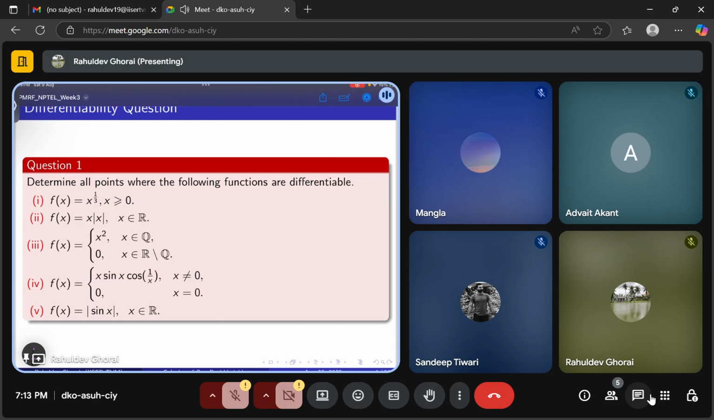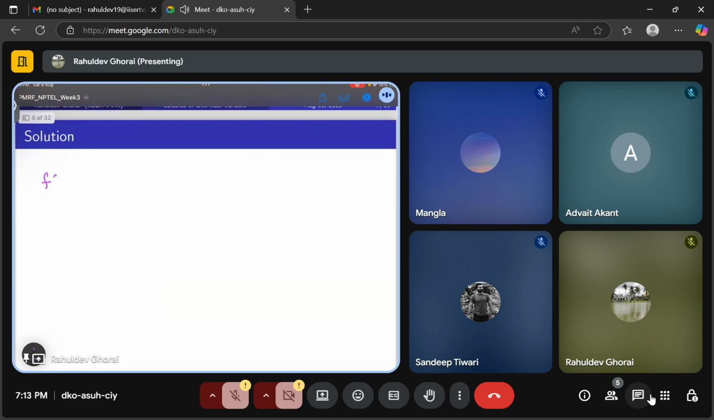Okay, anyway, so today we'll be doing some interesting questions. These are very useful, I feel. So based on the things you have done, this is the differentiability of x to the power 1 by 3. Let's start with the differentiability of the function f(x) equal to x to the power 1 over 3 in the domain x greater than or equal to 0, right?